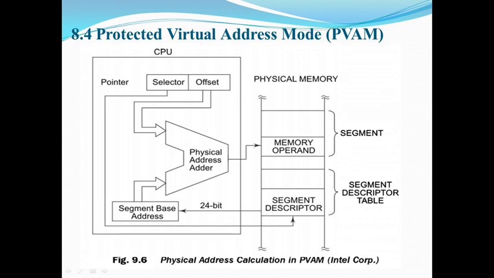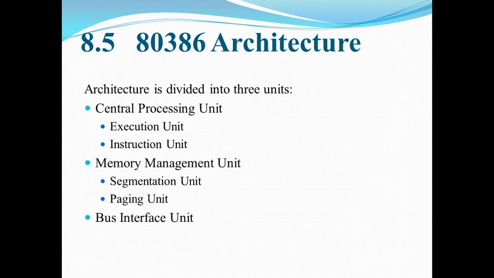Now let us go to the next part, the 80386 architecture. The 80386 is an advancement over the 80286. The complete architecture of the 80386 is divided into three main units: the central processing unit, the memory management unit, and the bus interface unit. Again there are subunits: in the CPU, the execution unit and instruction unit; in the MMU, the segmentation unit and paging unit. So let us see the figure.